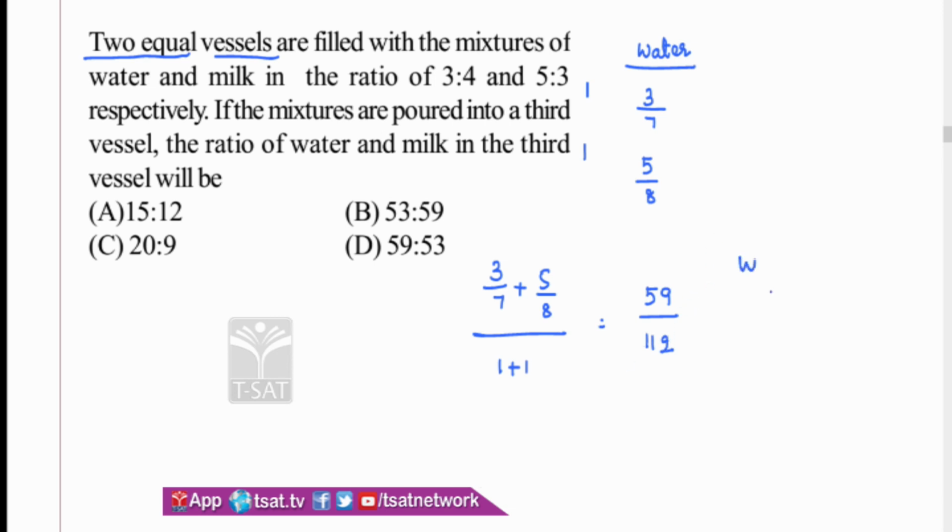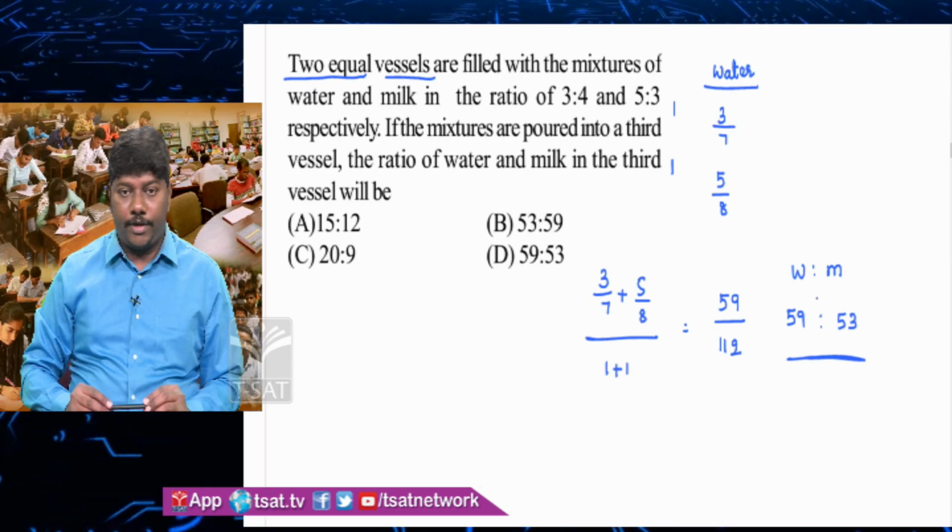So if I ask you what is water is to milk ratio, 59 parts out of 112 parts is water, then the remaining is milk, that is 53. Together they make 112. So answer is 59 is to 53.